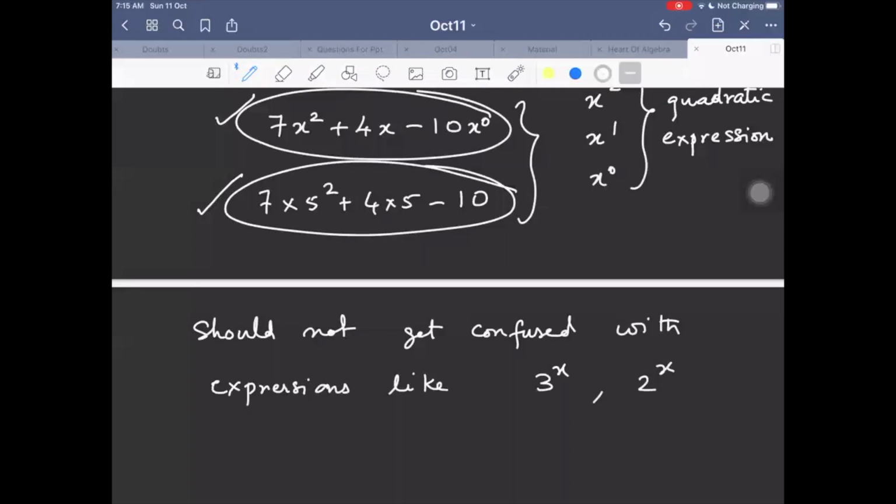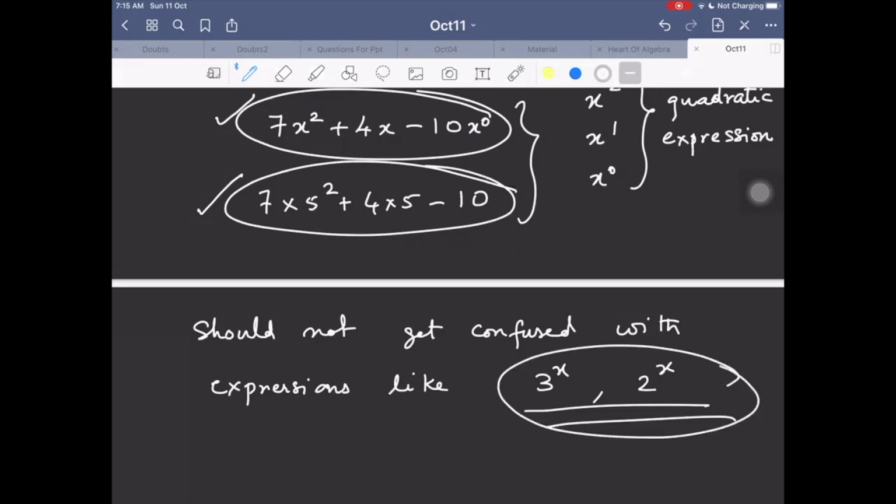Okay, these are different because your variable here appears in the exponent. Your variable here appears in the exponent. You understand the difference, right? Soon we will see that these expressions are called exponential expressions. These are exponential ones.